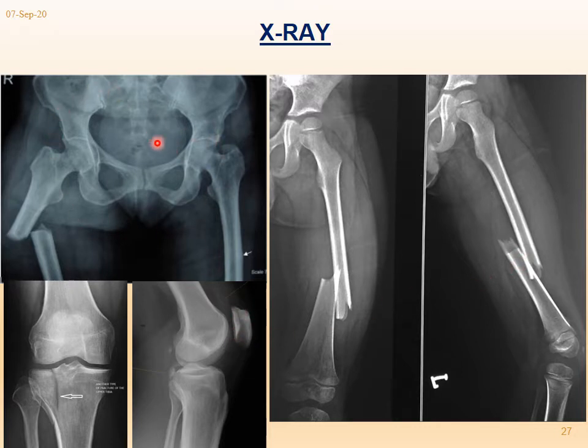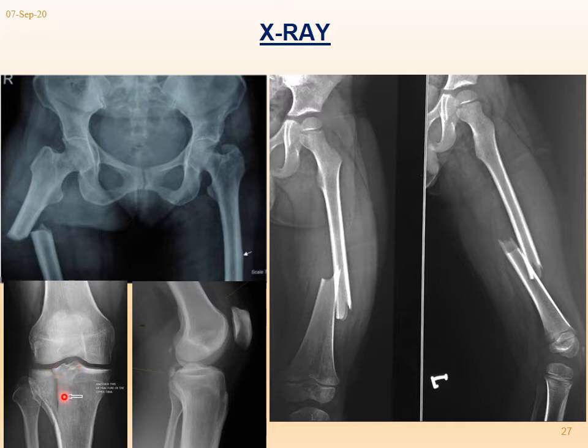This is the X-ray pelvis we have done, to see the intactness of both the hip joints, because a fracture shaft of femur can be associated with hip dislocation as well. If the hip is dislocated, this is going to produce morbidity and consequences which are very harmful for the patient. And here the x-rays show the AP and lateral view of the knee joint.